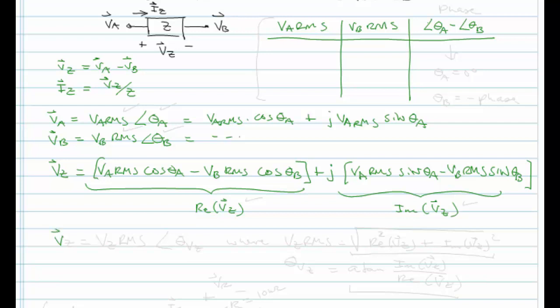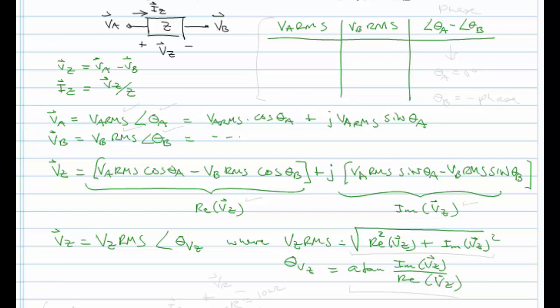So we could write VZ as equal to VZ RMS at some angle of VZ, where VZ RMS is simply going to be the square root of the real part of VZ squared plus the imaginary part of VZ squared, and where the angle of VZ is the arctan of the imaginary part of VZ divided by the real part of VZ.